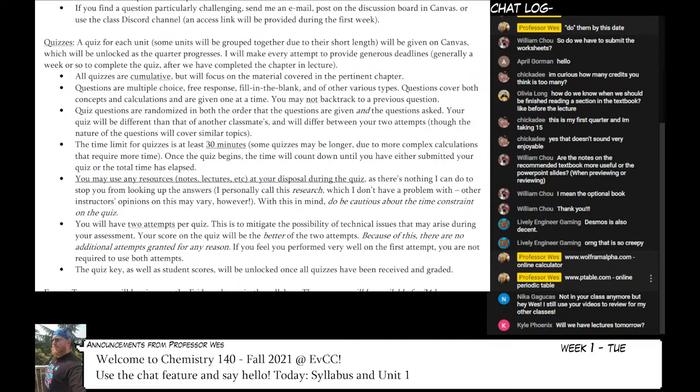The time limit gets a little less lenient as the quarter goes on. And then on the final exam, you have to gun it. Like, you have to know the material, because you will run out of time if you don't. And if you stop to look up stuff at any point, your time keeps ticking down. So the quiz starts when you hit go, and it does not stop until you hit done.